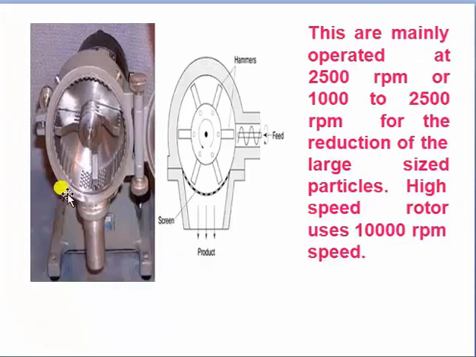Here you can see the industrial scale hammer. These are the hammers. Your samples will rotate over here and break down due to the hammer or impact forces. Below this, the screen will be attached. That screen will pass the desired size samples, and with the nozzle end you can collect your sample. So this is the construction and working of hammer mill.